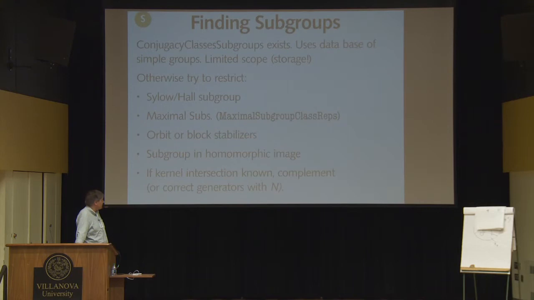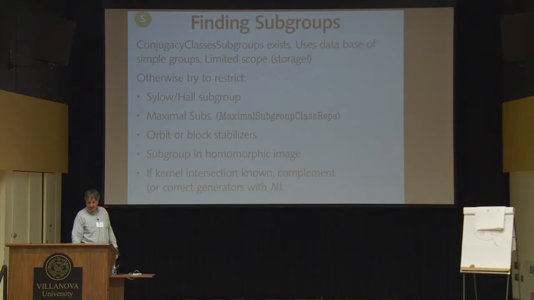What are obvious restrictions? Can you go into a pseudo subgroup or a whole subgroup? Can you restrict to maximal subgroups? And the function to use there is MaximalSubgroupClassReps, because you don't want them all, but you just want representatives. This is a function which is relatively newly improved in GAP, in that it works efficiently not just for solvable groups, but also for other groups, for permutation groups. And I'll have a larger example later. Can we find orbit stabilizers or block stabilizers, subgroups in homomorphic images?